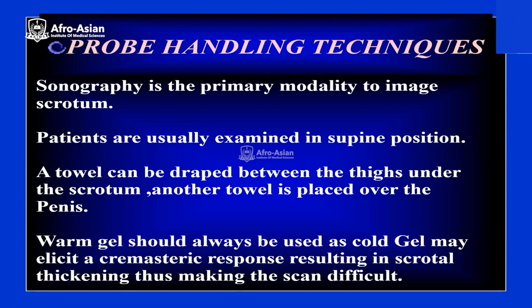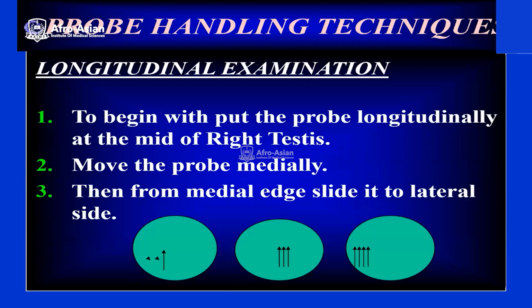Probe handling techniques. Sonography is the primary modality to image scrotum. Patients are usually examined in supine position. A towel can be draped between the thighs under the scrotum. Another towel is placed over the penis. Warm gel should always be used, as cold gel may elicit a cremasteric response resulting in scrotal thickening, thus making the scan difficult.